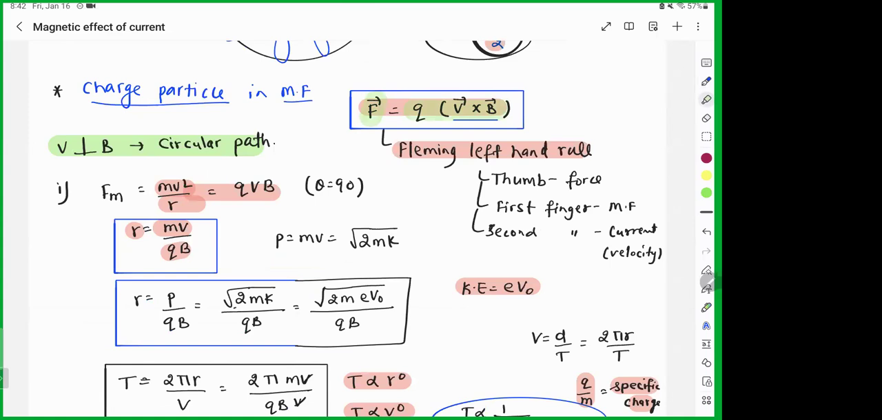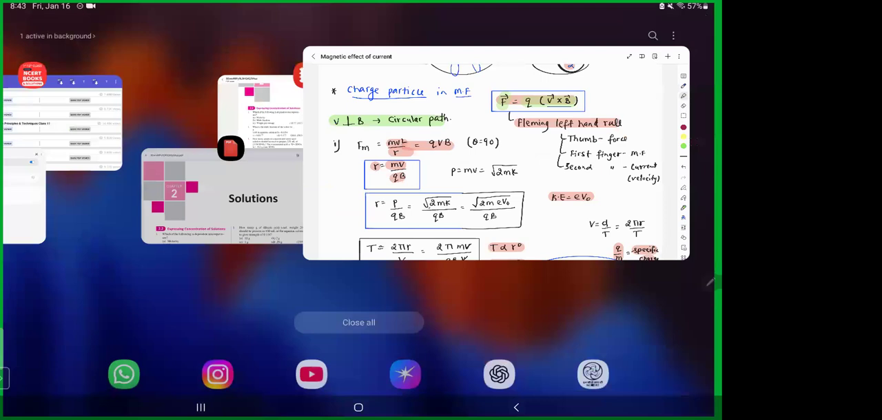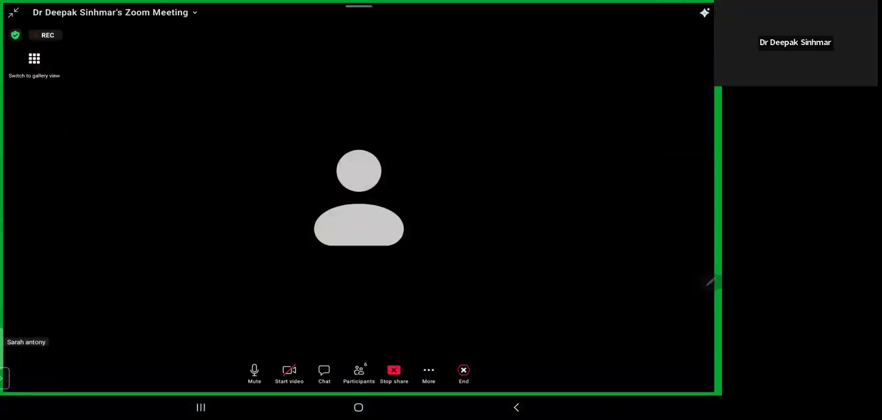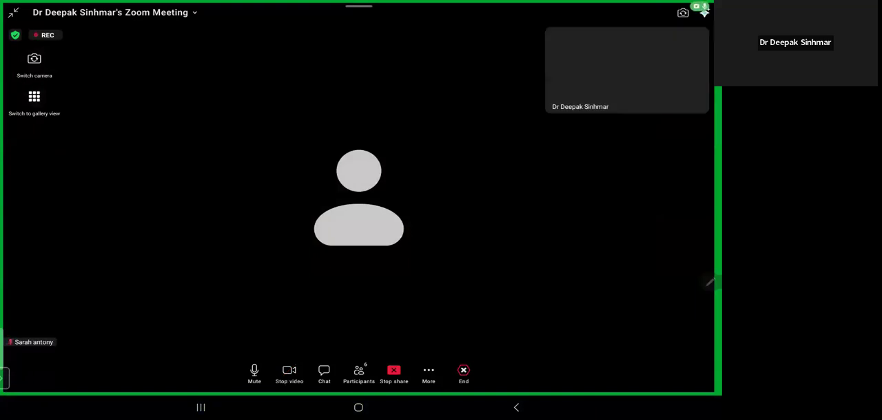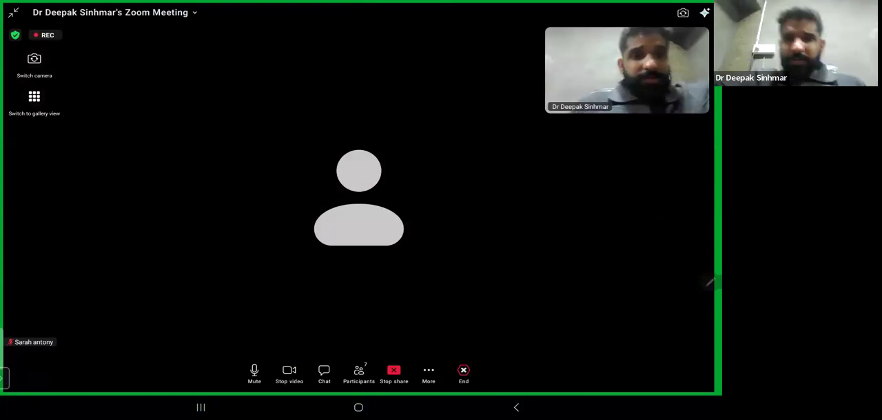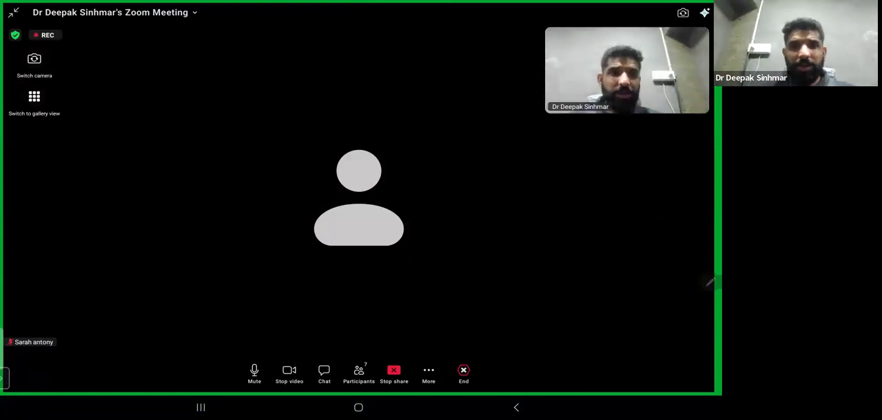And here you use Fleming left hand rule, which say that if I will turn on the camera. Am I visible, guys?